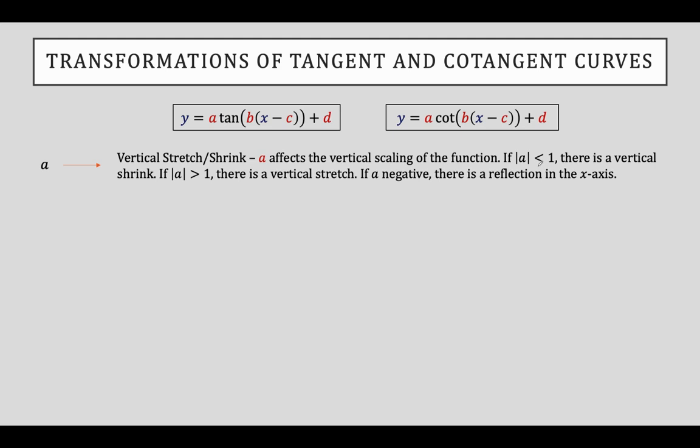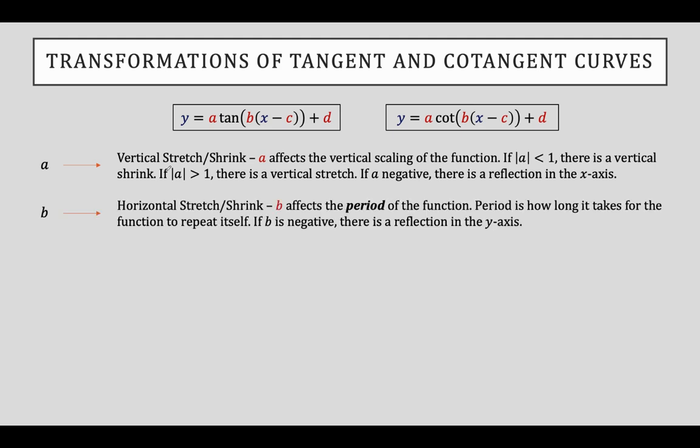If the absolute value of a is less than 1, there is a vertical shrink. If the absolute value of a is greater than 1, there is a vertical stretch. If a is negative, there is a reflection in the x-axis. Notice we don't call this amplitude with tangent and cotangent functions. Amplitude refers to a wave height, and because we're not actually dealing with waves with these functions, we just go back to what we learned in chapter 1.7, our vertical stretches and shrinks.